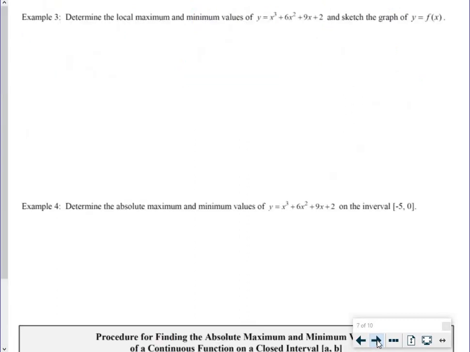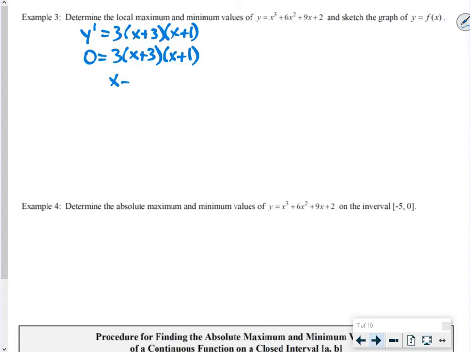Okay, next. We have the same function that we just did in the example above, part A. We already have the derivative, which is 3(x plus 3)(x plus 1). Interested in areas where the derivative is 0. I guess we've done this already, but there we go. So critical values will be -3 and -1. We are looking to determine local max and min values there.